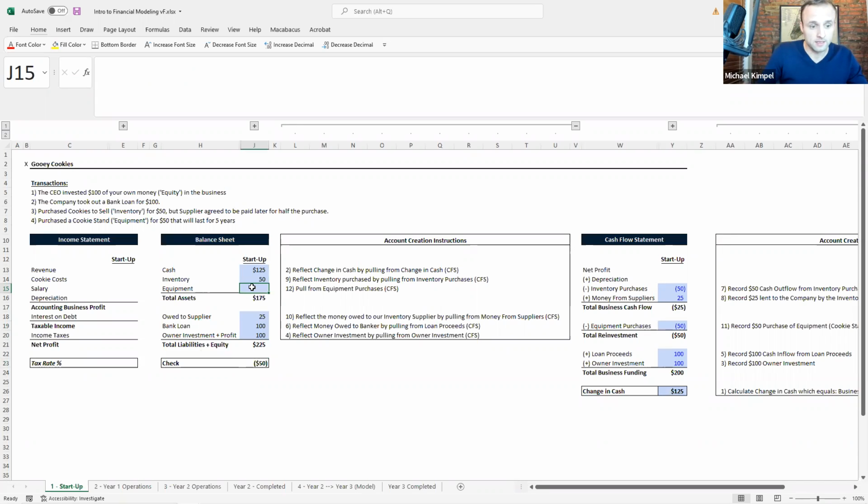So we're going to reflect the cookie stand as a positive on the balance sheet. And again, we're going to flip the sign here because this needs to be reflected as a positive. So it's negative. And then we go over to our equipment purchases, enter. And that completes the first exercise, which is setting up the business.